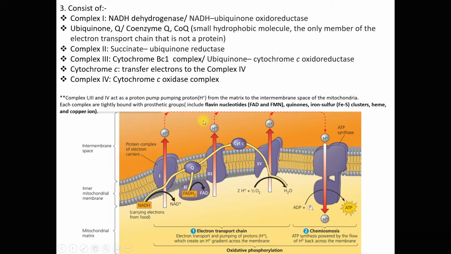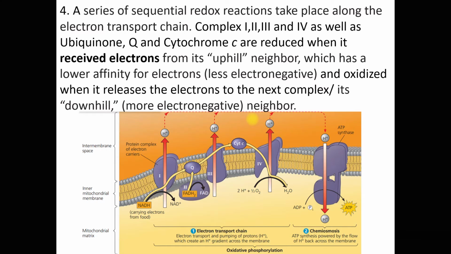Before I proceed to the next slide, students, you must know this is complex 1, complex 2, then we have ubiquinone, then we have complex 3, cytochrome C, and complex 4. And always remember, only complex 1, 3, and 4 pump hydrogen ions or protons from the matrix of the mitochondria into the intermembrane space of the mitochondria.